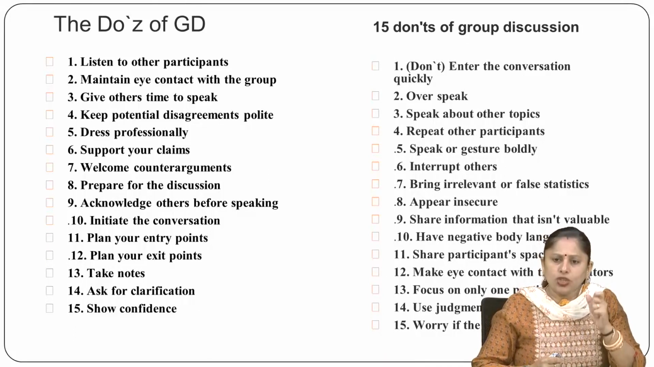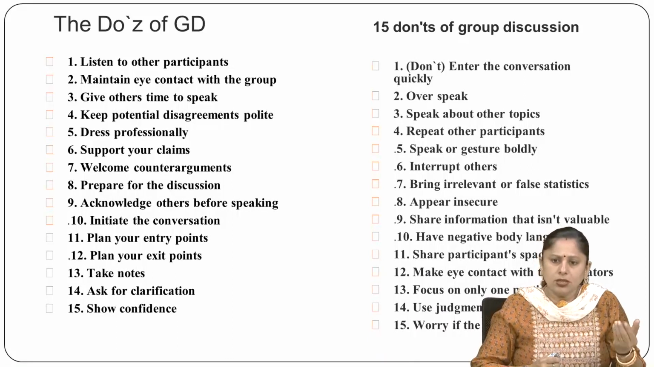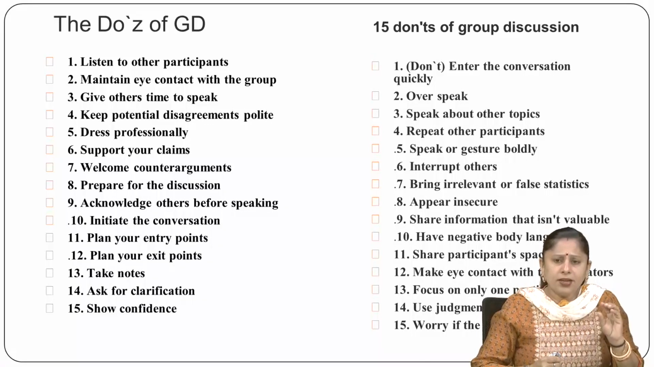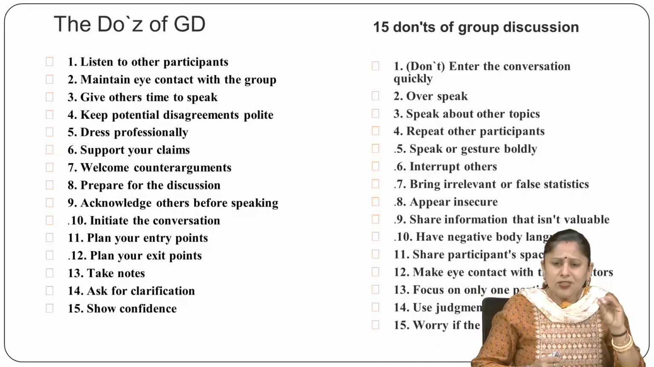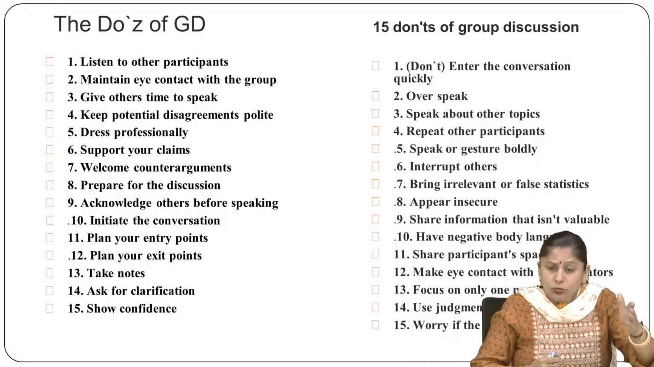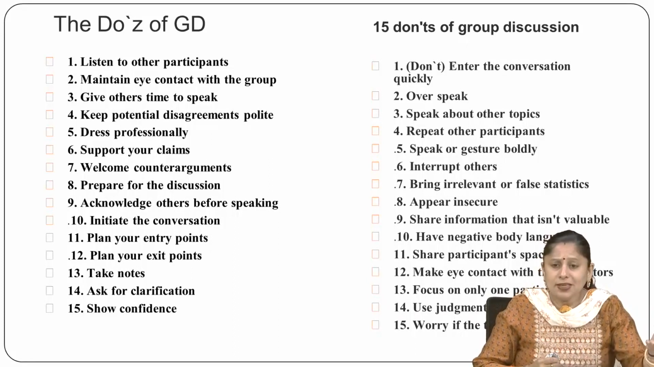When a person is jumping or rushing in the conversation, this is not the way in which a group discussion can be done. Over speaking itself is one kind of annoying thing. If any person is speaking continuously, blah blah blah, it won't work in group discussion. You must give the chance to other candidates, other members who are discussing in the group.